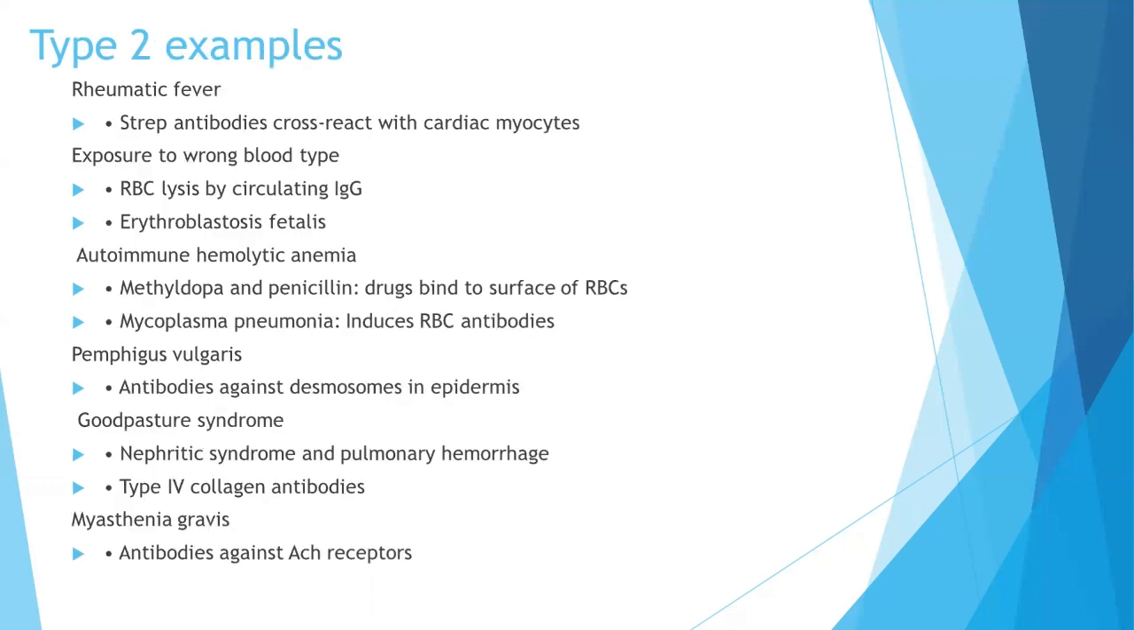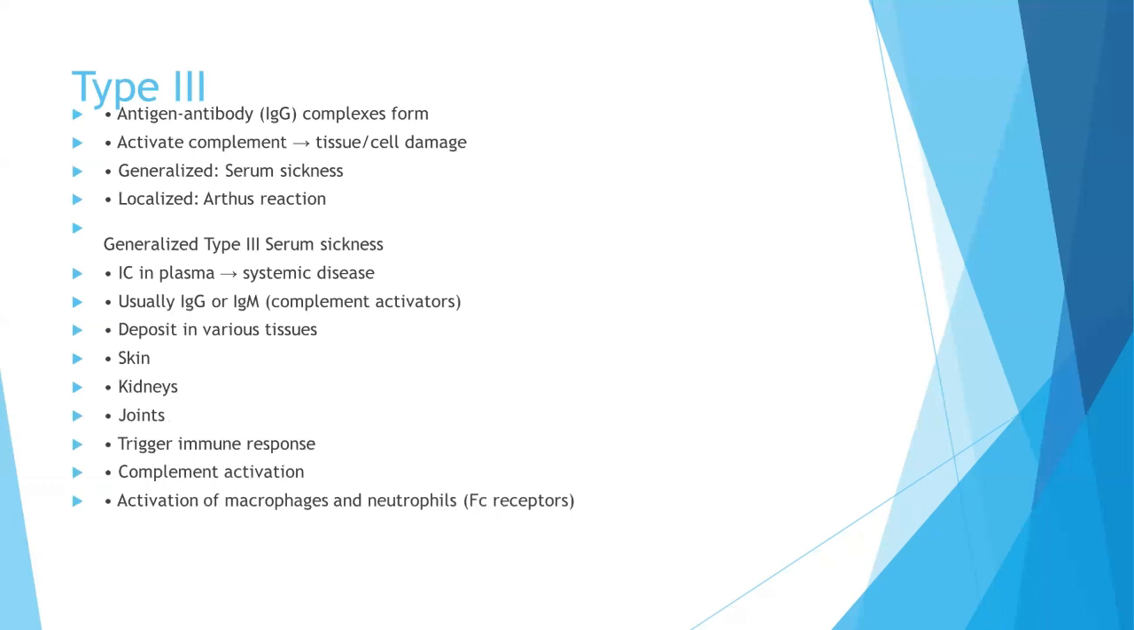The type 2 examples are rheumatic fever, when strep antibodies cross-react with cardiac myocytes; exposure to the wrong blood type, which can cause RBC lysis or erythroblastosis fetalis; autoimmune hemolytic anemia due to methyldopa and penicillin, and mycoplasma pneumonia; pemphigus vulgaris due to antibodies against desmosomes in the epidermis; Goodpasture syndrome, with nephritic syndrome and pulmonary hemorrhage due to type 4 collagen antibodies; and myasthenia gravis due to antibodies against acetylcholine receptors.